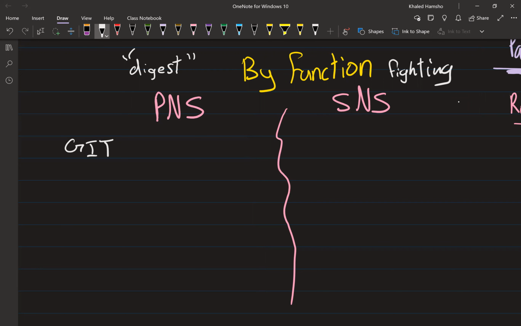So in the GIT, for example, we have the parasympathetic nervous system, which, as we know, is responsible for resting and digesting. It's responsible for your relaxed response.